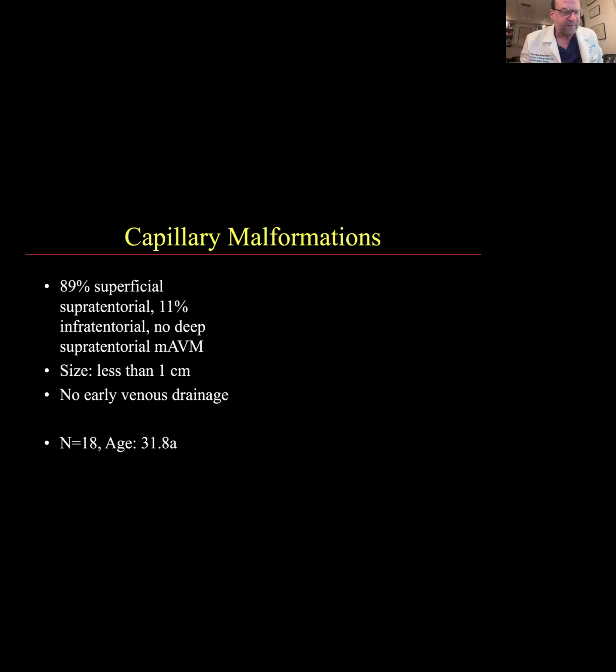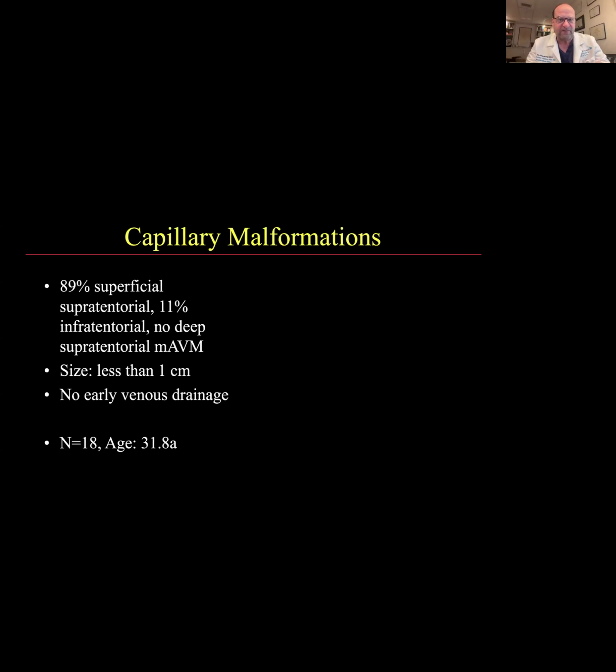The fourth and last type of vascular malformation are the capillary malformations. These are the most common vascular malformations that you see in patients with HHT. Capillary malformations are nearly always asymptomatic. In fact, from all of the cases that I have seen, I've only seen one patient who presented with a seizure in more than, now, me doing this for the past 25 years.